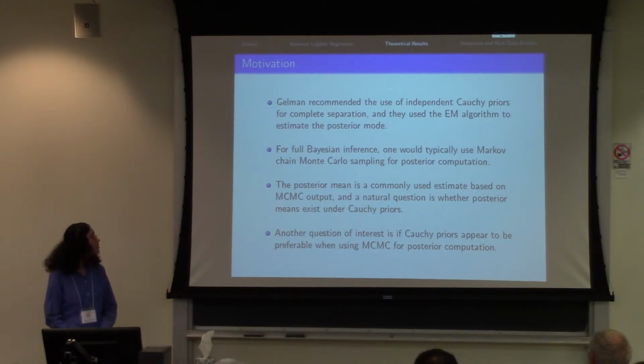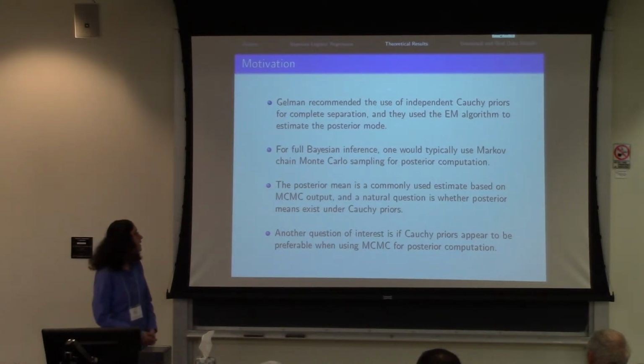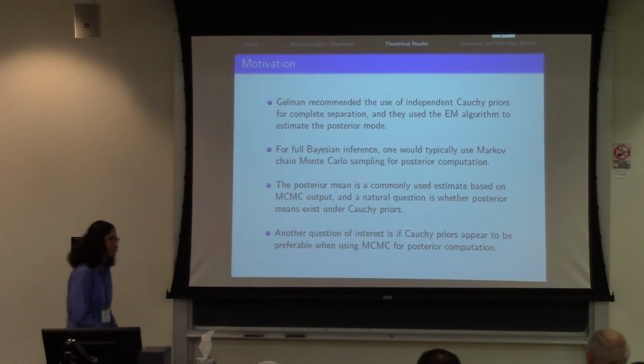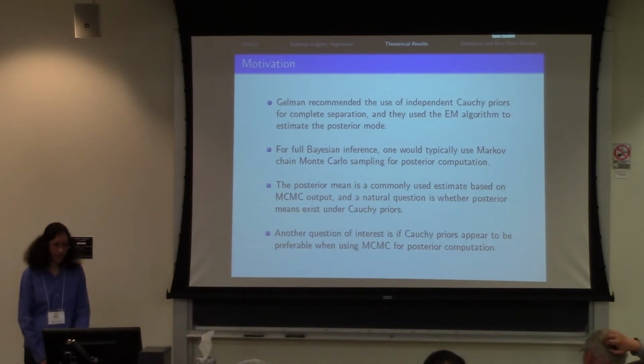And another question is that logistic regression is kind of different from linear regression in the sense that for real data sets, we don't expect the regression coefficients to be huge. In fact, Gelman himself says that they're often expected to be not bigger than 5. And so do we need something as heavy-tailed as the Cauchy? Here is another question: do we have compelling evidence to use the Cauchy?